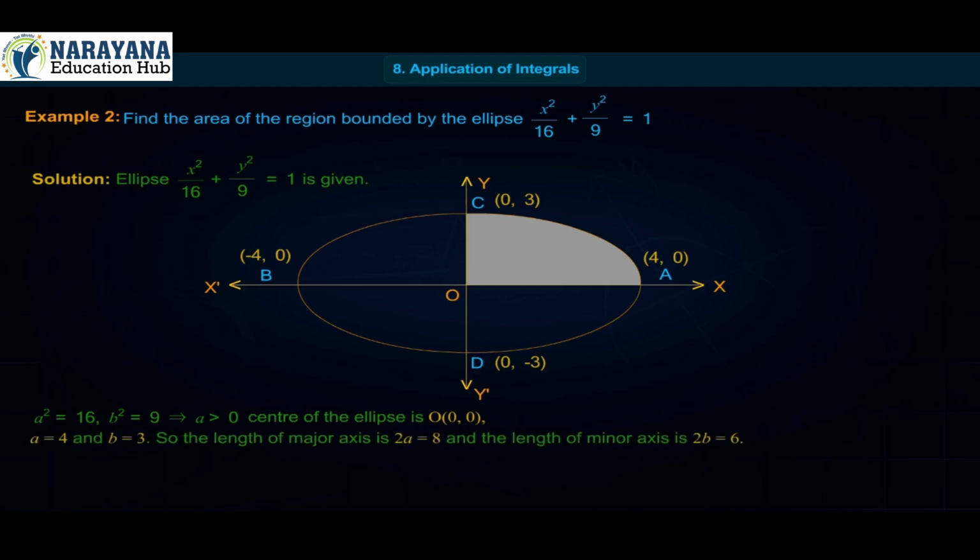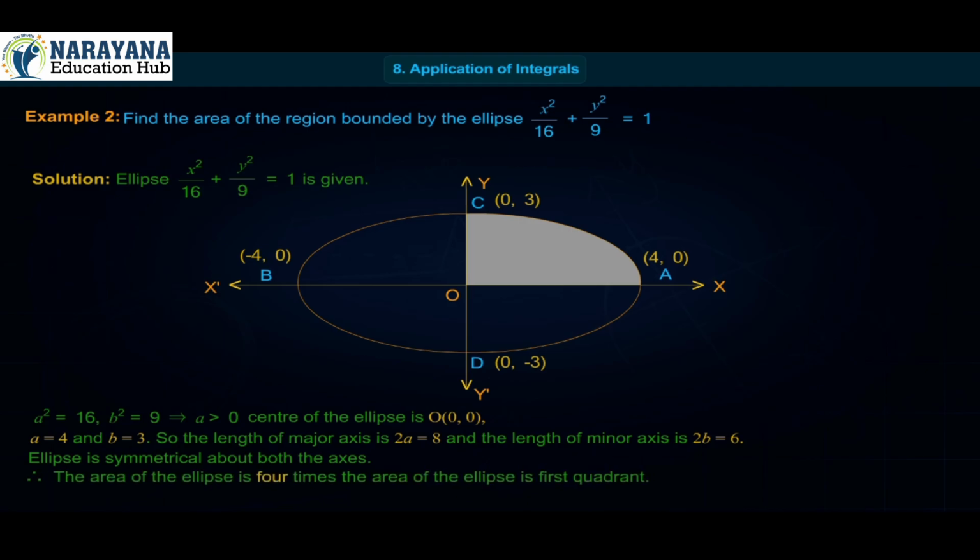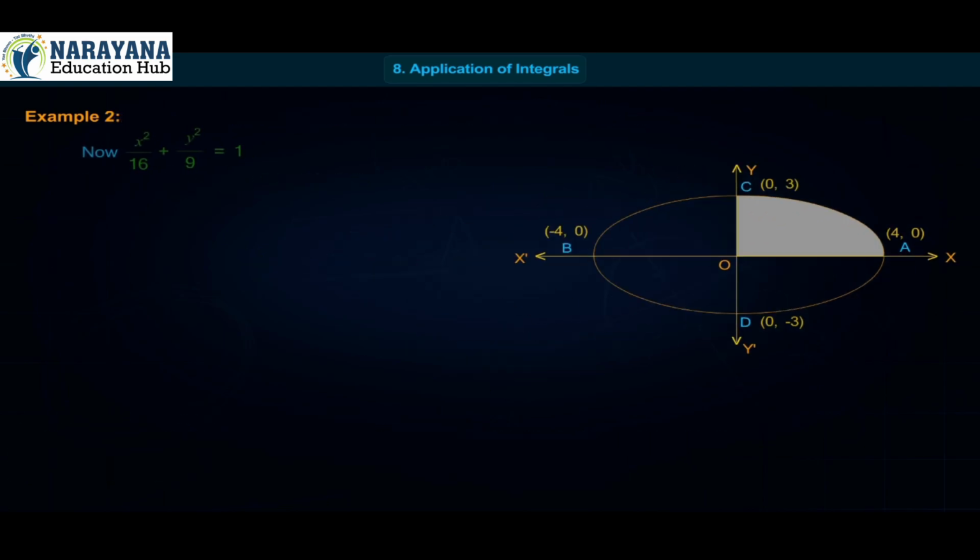So the length of major axis is 2a is equal to 8 and the length of minor axis is 2b is equal to 6. Ellipse is symmetrical about both the axes. Therefore, the area of the ellipse is 4 times the area of the ellipse in first quadrant.